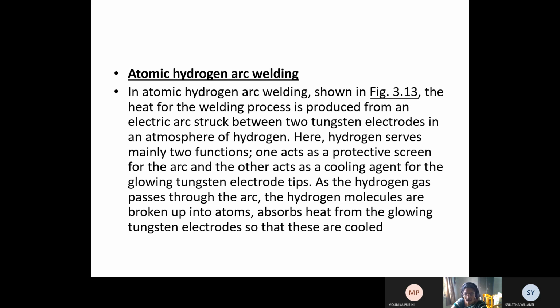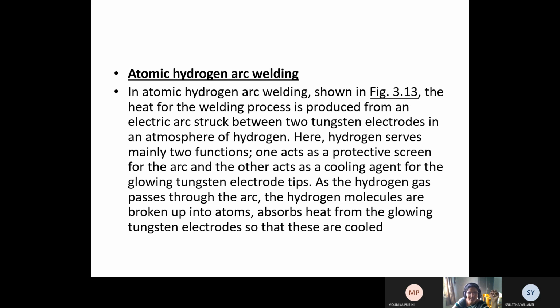But here the arc is struck between two tungsten electrodes in the presence of hydrogen. That means the electrodes are placed in a surrounding of hydrogen. That's why this is called atomic hydrogen arc welding. Here hydrogen serves mainly two functions. Why are you using hydrogen? Because it has two functions.